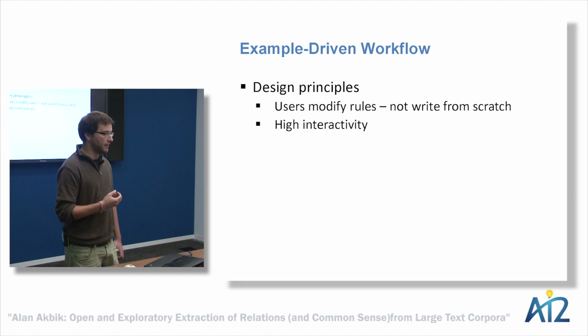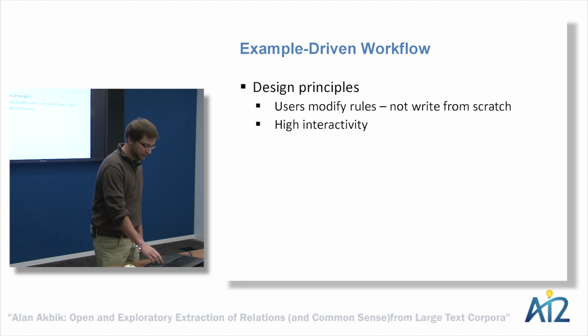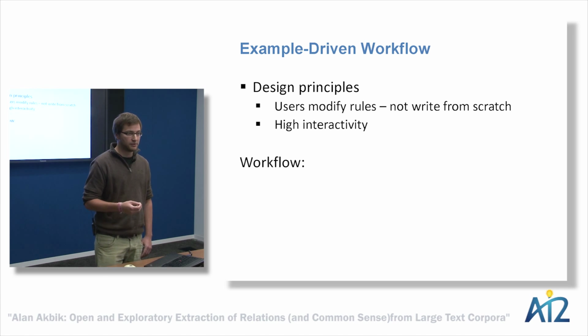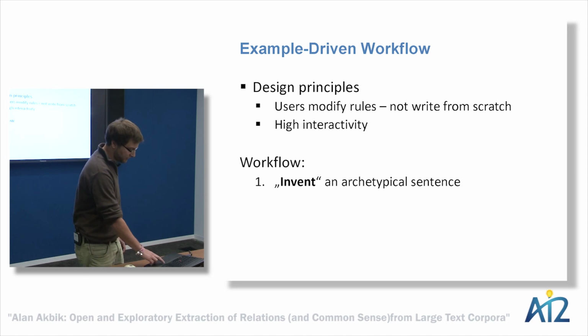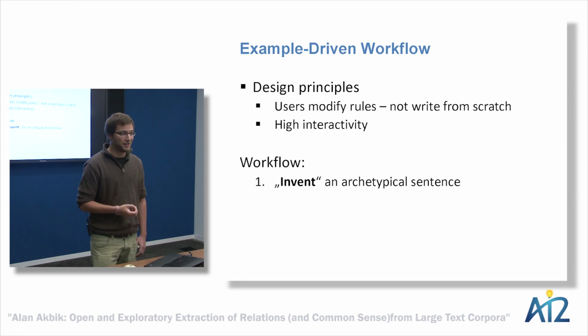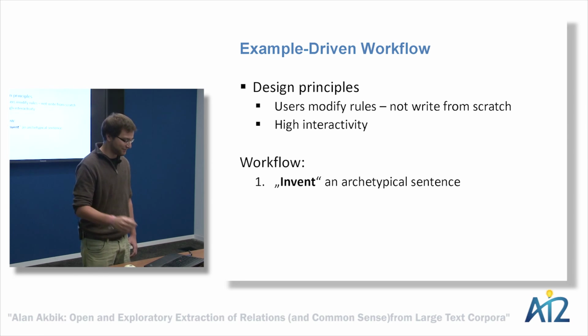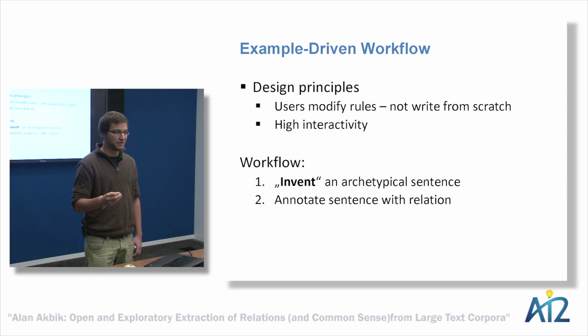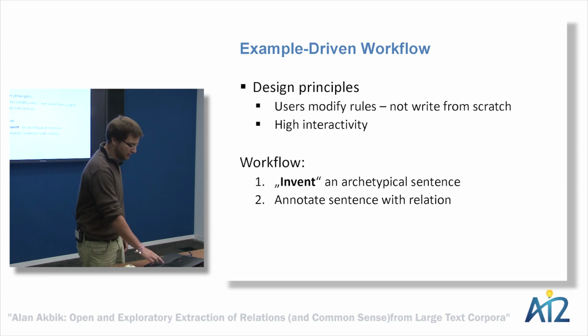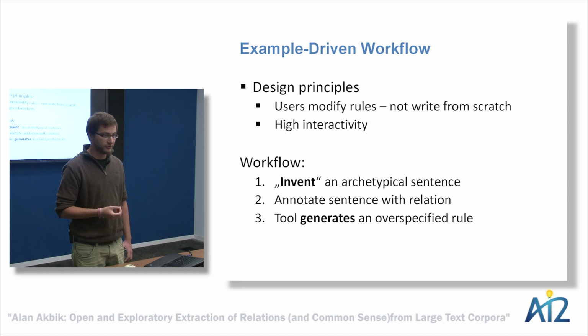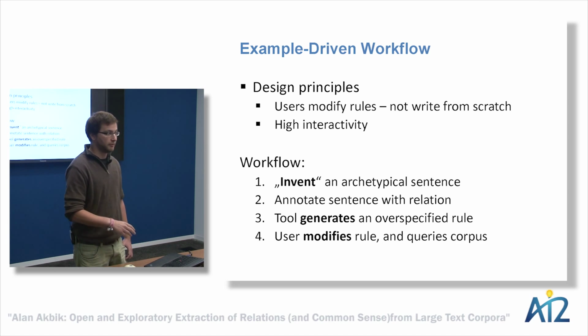At the same time, we want to have high interactivity. So if you tinker around with this rule a bit, if you modify it, you always see exactly what this rule gives back to you over a large document collection. The workflow basically consists of 4 steps, and I'll show a video of the tool in action in a bit. If you want to design a pattern, you invent a sentence. You say, I want this pattern just like it is used in this sentence. You annotate the important bits of information in this example sentence, have the tool generate an overspecified rule for you, and you modify this rule and query the corpus.